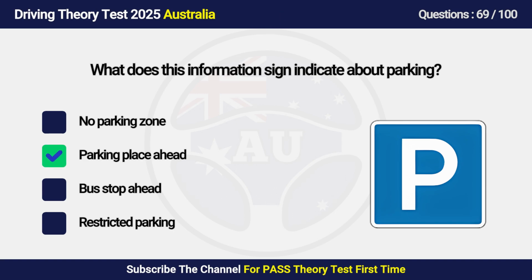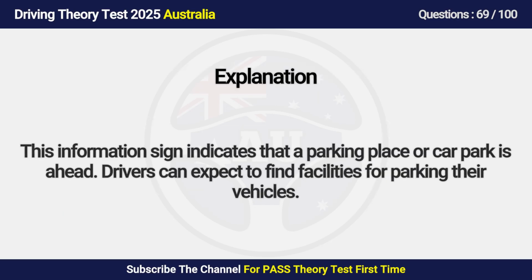Answer is B. Parking place ahead. This information sign indicates that a parking place or car park is ahead. Drivers can expect to find parking for their vehicles.